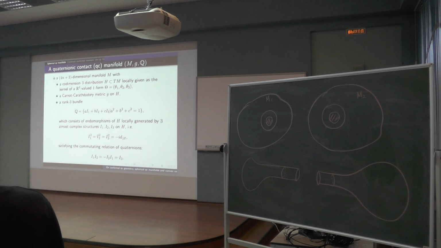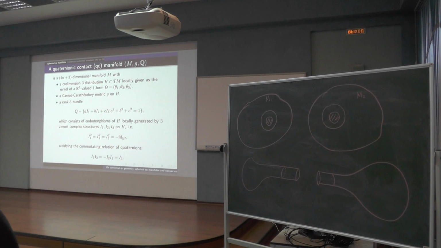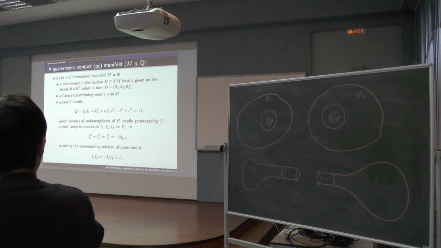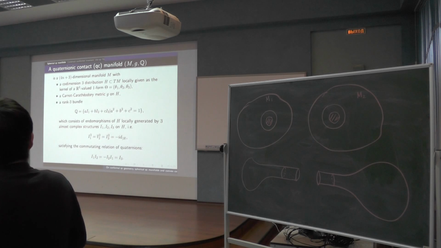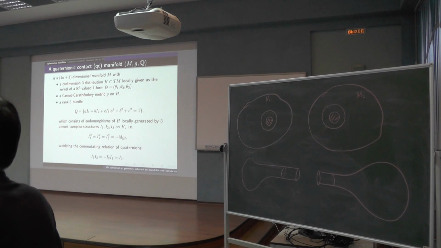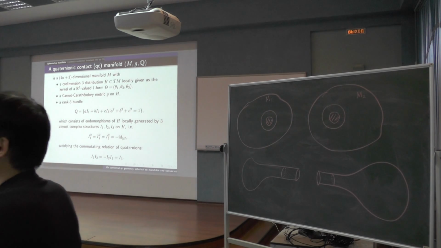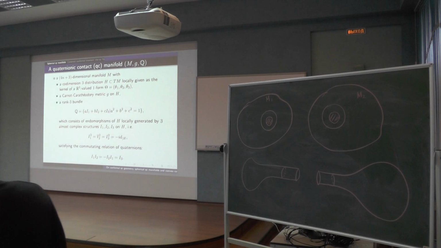It's usually of dimension 4n plus 3. First, we have a codimension 3 distribution H, defined as the kernel of three one-forms. So it's different from a contact manifold. In the contact case, we have only one one-form. And we have a Carnot-Carathéodory metric g on H.